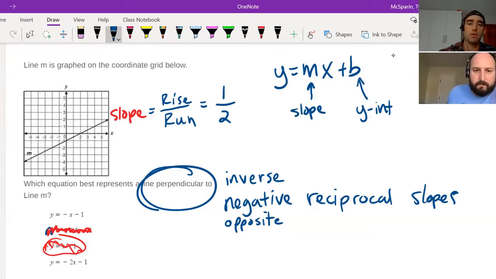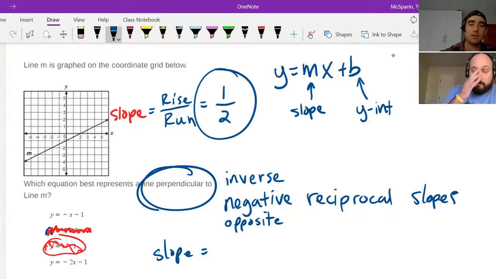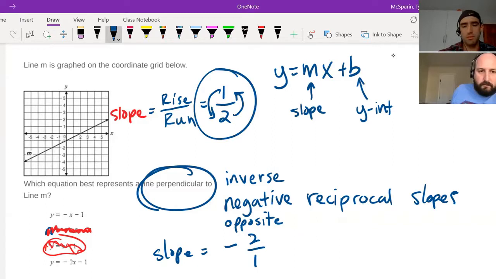Okay, so this here is positive, so I know that my new slope will have to be negative. What about reciprocal? You got to flip it. Yeah, right. You flip it upside down like that. So it becomes 2 over 1, which of course we can get rid of that 1, right? So really it's just -2.